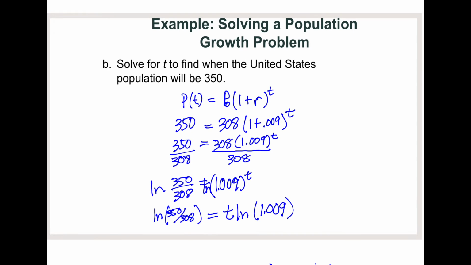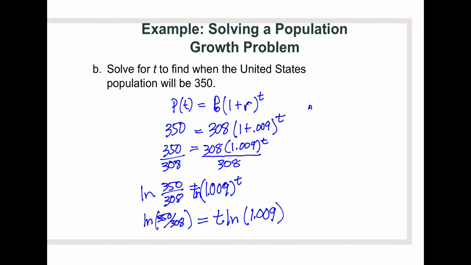And now I can solve for t. So t will be equal to the ln of 350 over 308 divided by the ln of 1.009. Working that out, putting that into our calculators, go ahead and follow along as well. You should get 14.26. So that's like 14 years and then about a quarter into that 14th year.